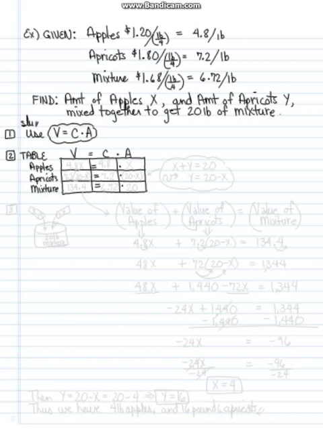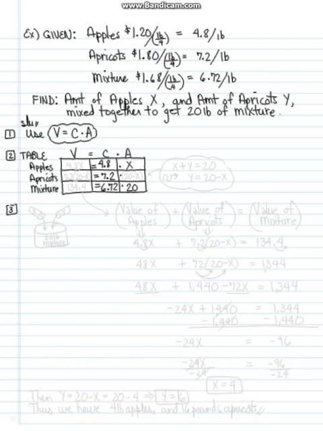The amount of apples is what we call X. Let's leave the amount of apricots blank for a moment. We know it's Y, but we're going to put something else there. And 20 is the amount of the mixture. The cost per pound for the apples is 4.8. The cost per pound of apricots is 7.2. And for the mixture, it's 6.72.